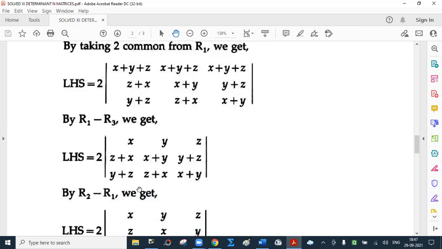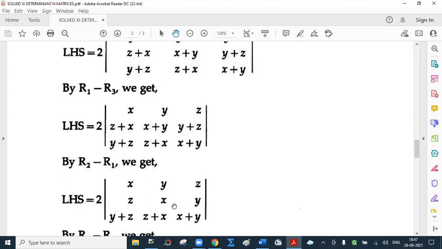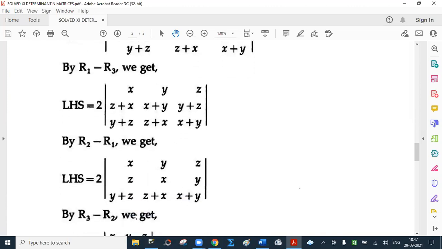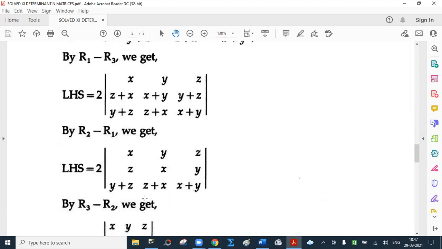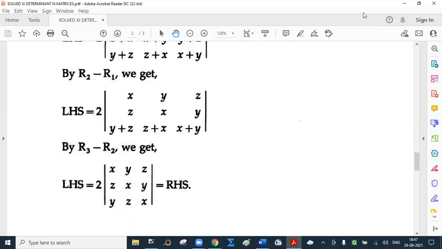Now to get required second row, we use this. It is better if you say R2 changes to R2 minus R1. So that gives me z, x and y. Yes, these are the required elements. Then R3 minus R2. Z gets cancelled, x gets cancelled, y gets cancelled. What remains is y plus z plus x. Yes. So this is the required answer.